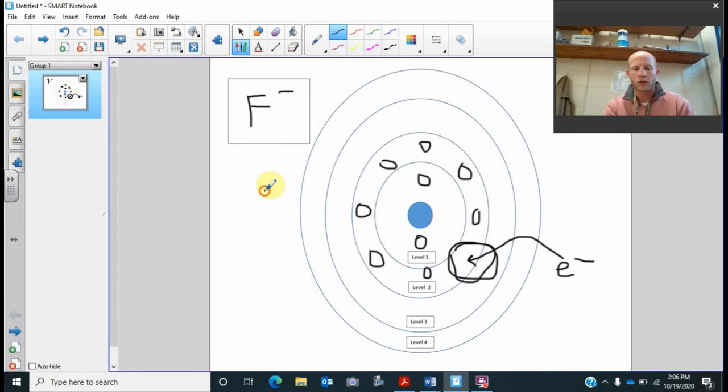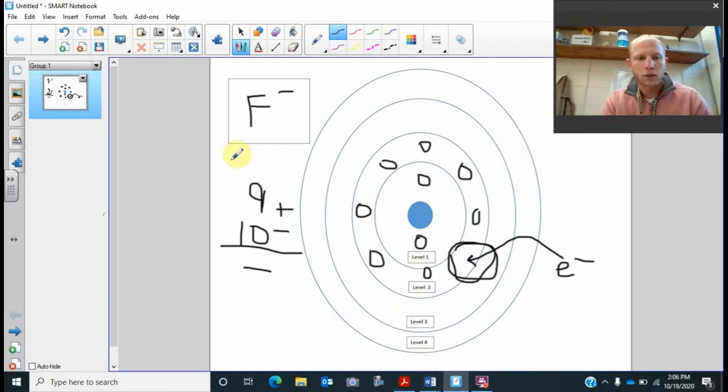So fluorine has 9 protons, right? 9 positive charges. And now, since we gained an electron from the environment because this valence shell wants to stay full, we have 10 negatives. That'll be negatively charged, right? So then that gives us a negatively charged particle. All right, one more, I promise.